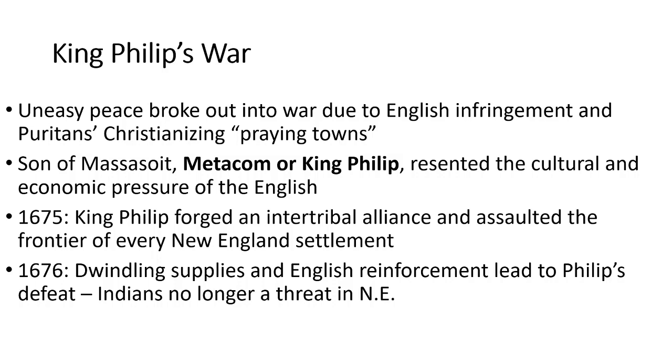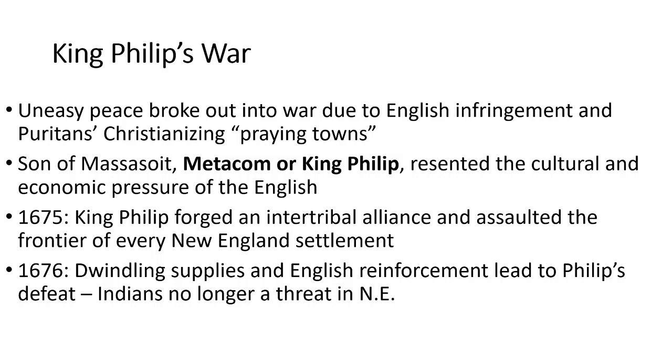And so the son of Massasoit, after his father passes away, his name was actually Metacom, but you'll see that the English gave him the name King Philip. And he resented the cultural and economic pressure of the English. So what he does is he forges an alliance between many of the tribes in the area to try to get rid of the English because, well, he saw the future of them wiping them out and pushing them further west or ruining their culture and ending their way of life as they knew it forever.